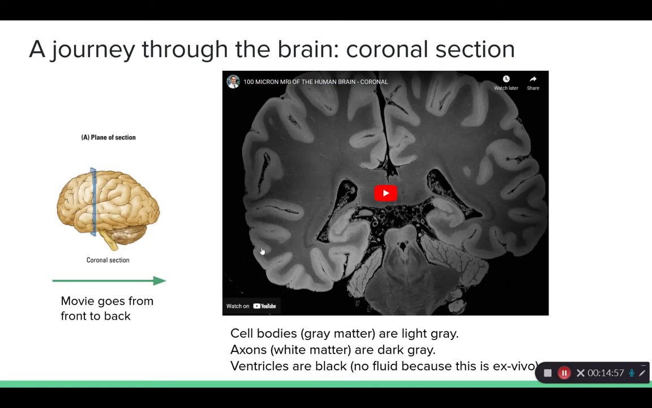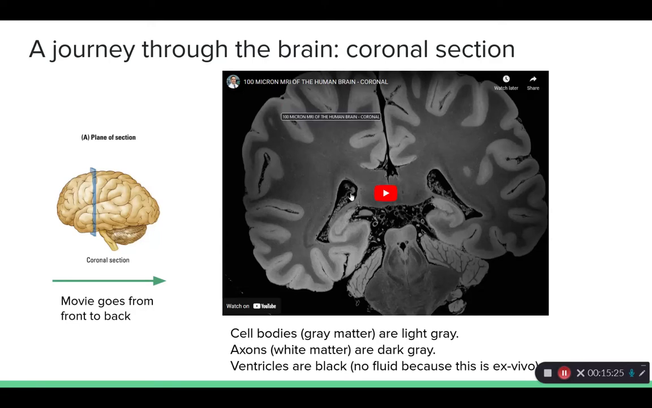And how do you know that? Well, you know that the gray matter of the cortex has to be on the outside and the white matter has to be on the inside. And we see that the white matter here is darker than the gray matter. And remember, that's a characteristic of a T2 MRI, where the white matter is relatively dark and the gray matter is relatively light.